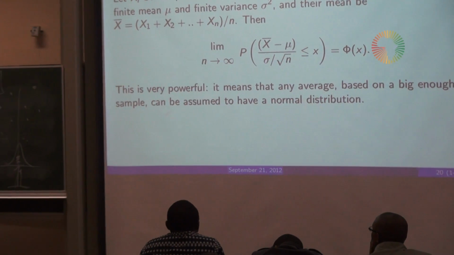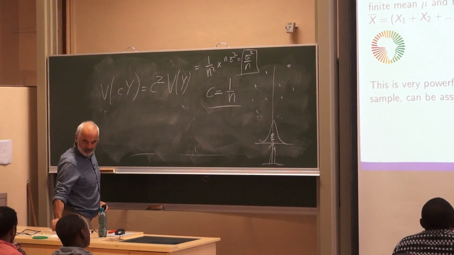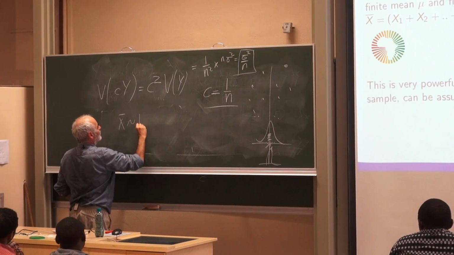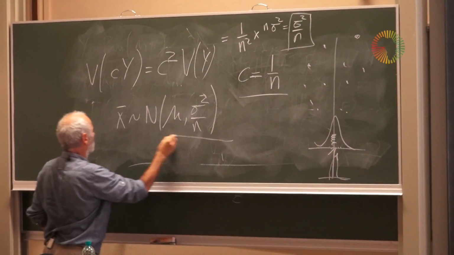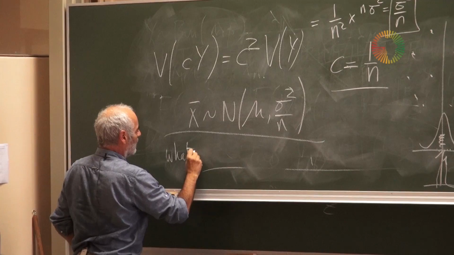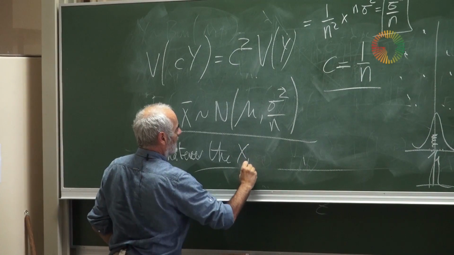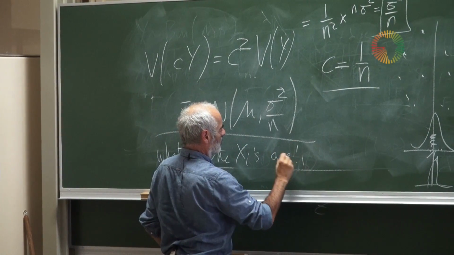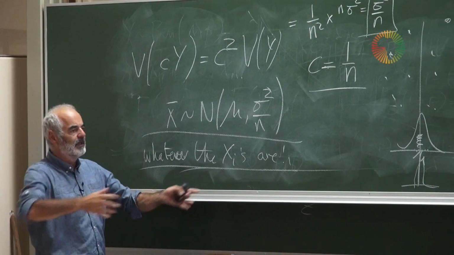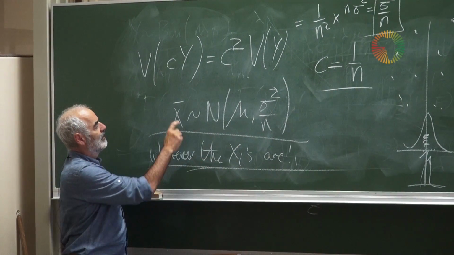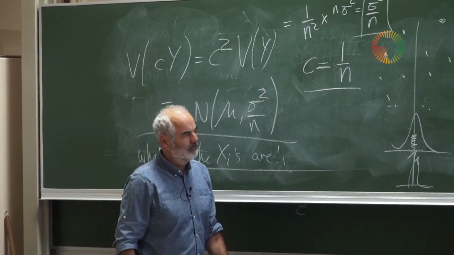So basically, what we're saying, and this is an extraordinary result really, is that x bar is normally distributed around mu with variance sigma squared over n, whatever the xi's are. Wherever they come from, they can be uniform, they can be all over the place. If we wait long enough, the average is as if it comes from a normal distribution. Very extraordinary result, really remarkable.